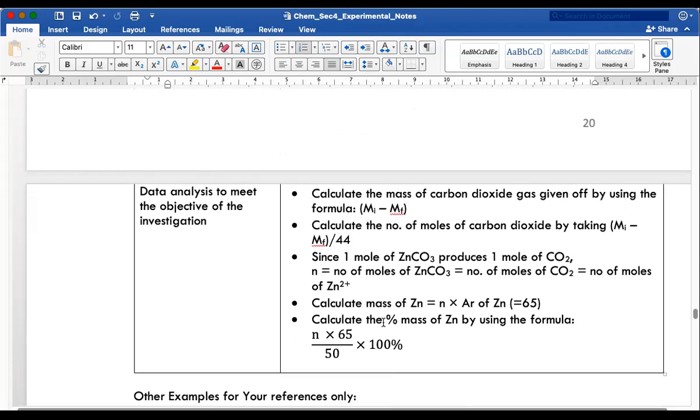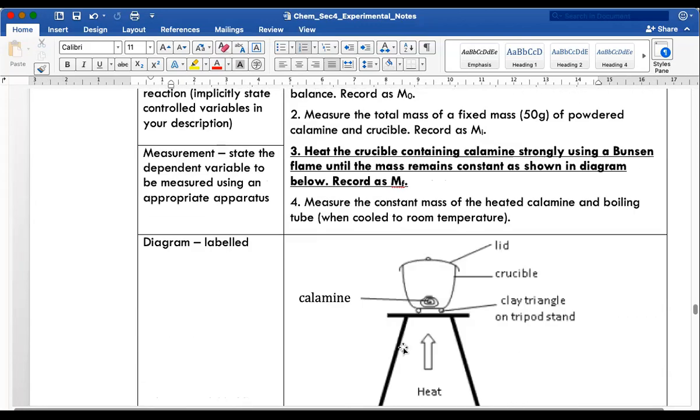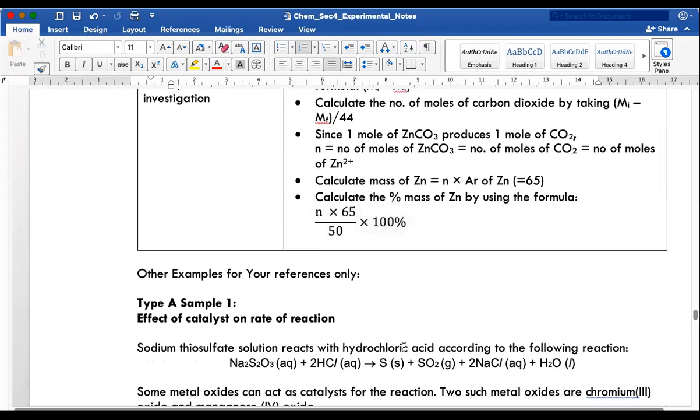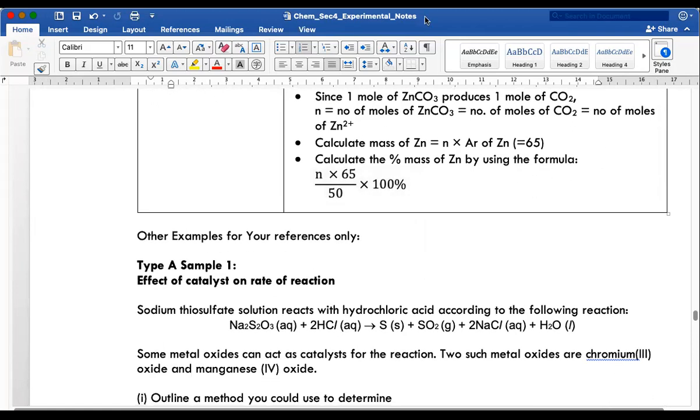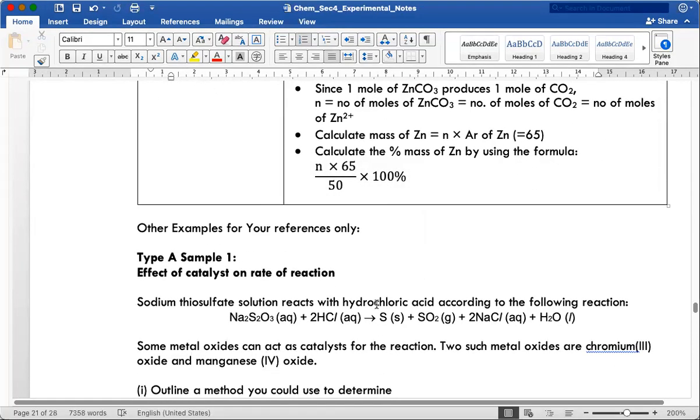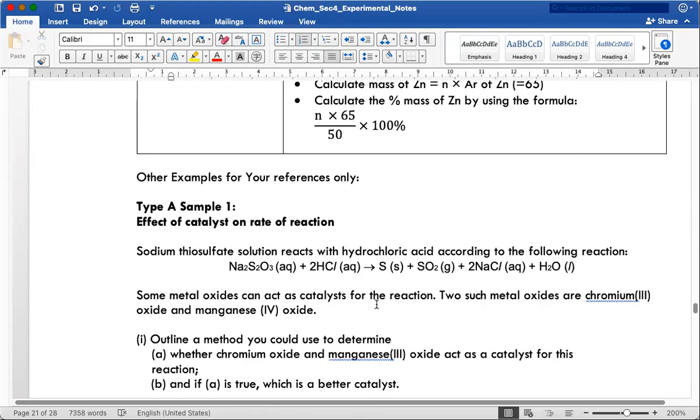So carbon dioxide escapes, and you can use the mass loss, which is carbon dioxide, divide by the molar mass to get the moles, and get the moles of zinc carbonate and relate that to the moles of zinc, calculate its mass, and then divide over the initial mass to get the percentage mass of zinc. It's quite easy. So what I did was I also provided students some examples of type A.